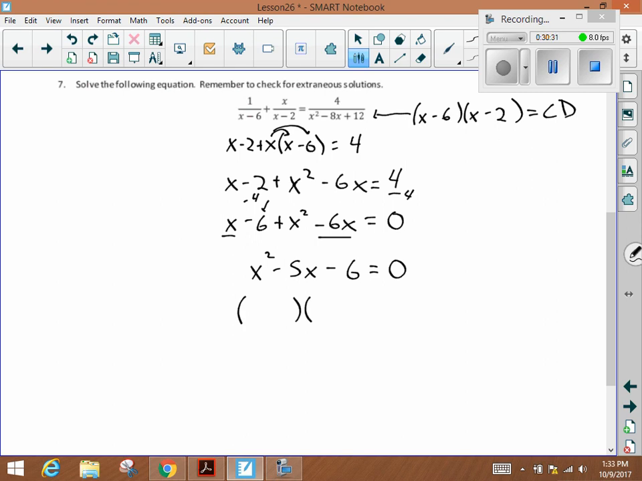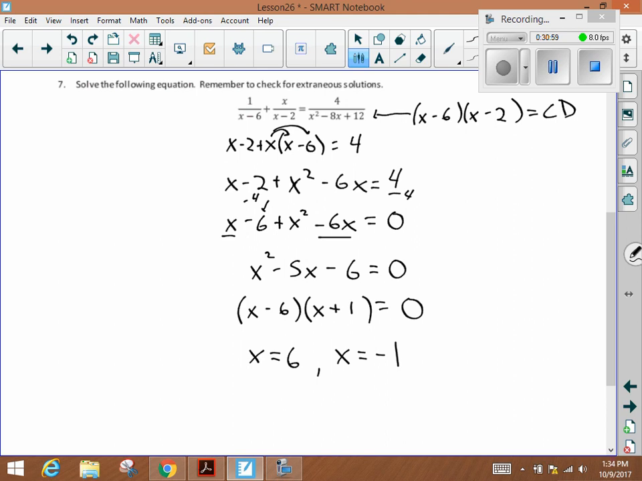I would love to solve this thing by factoring. So I'm going to solve by factoring. So two numbers that if I multiply them, I get negative 6, and if I add them, I get negative 5. Well, that would be negative 6 and positive 1, which means that now for this one, I have two solutions. x equals 6 and x equals negative 1.